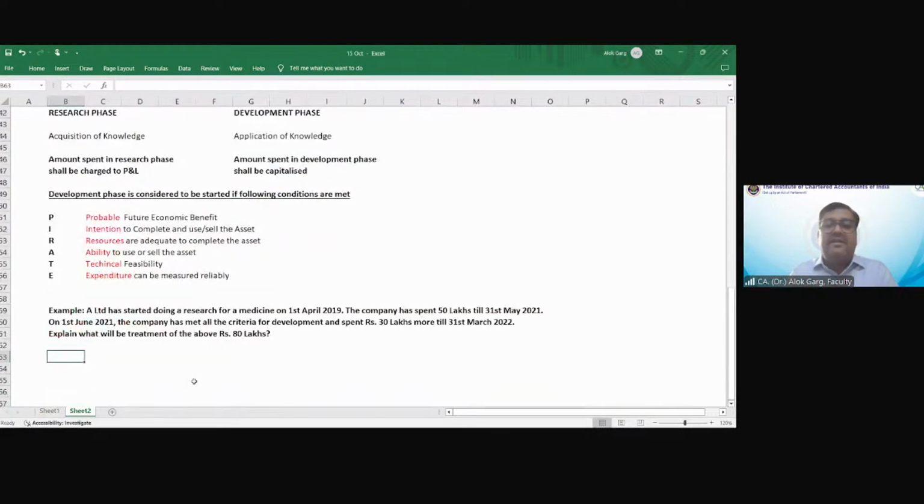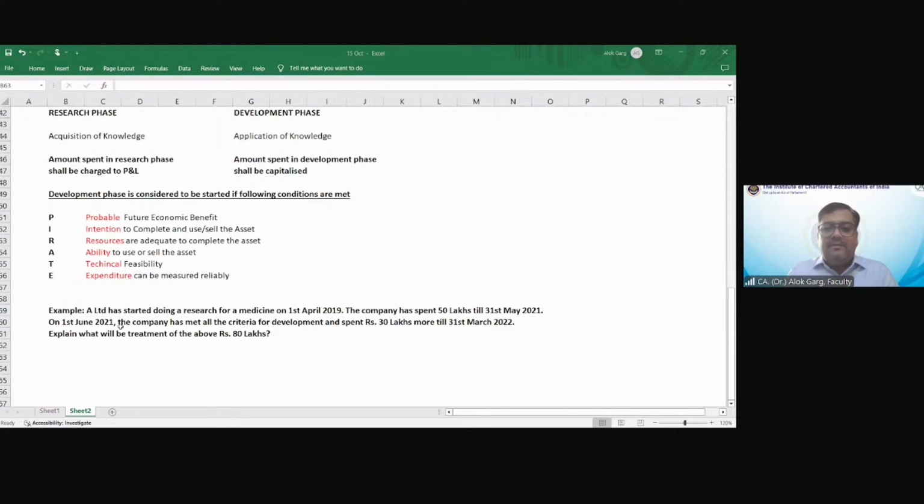A Limited has started doing research for a medicine on 1st April 2019. The company has spent 50 lakh till 31st May 2021. On 1st June 2021, the company has met all the criteria for development and spent rupees 30 lakh more till 31st March 2022. Explain what will be the treatment of the above rupees 80 lakhs. Tell me, what will be the treatment of the 80 lakhs?